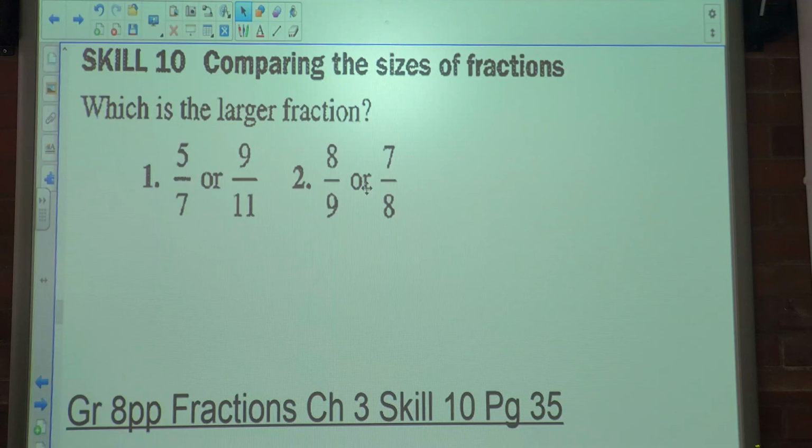Yes, Michael? So, in an exam, if we have that question, must we do the calculations even if we know the answer just by looking at it? You don't have to. It's just to be safe.